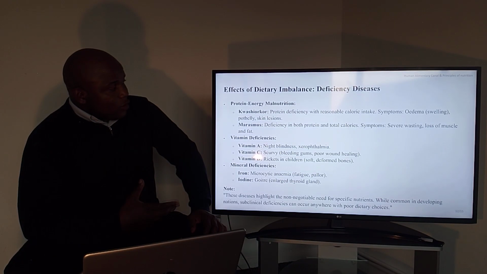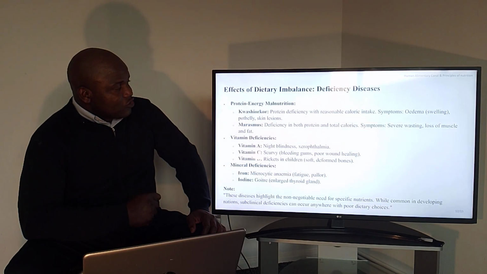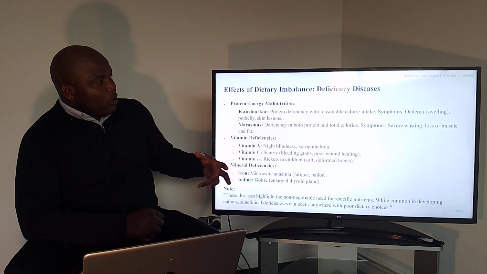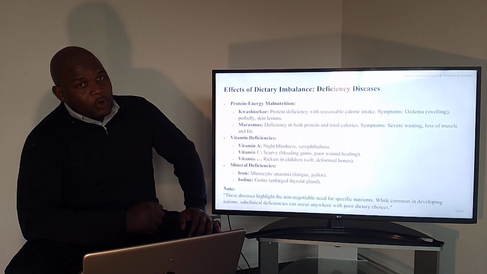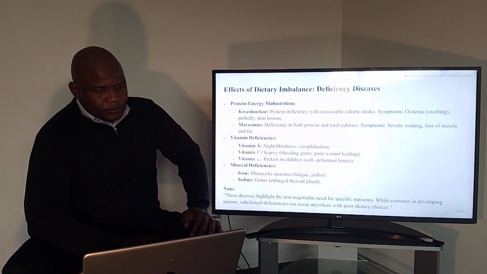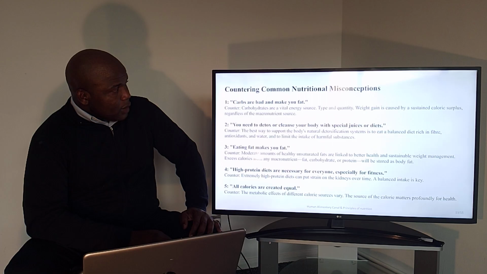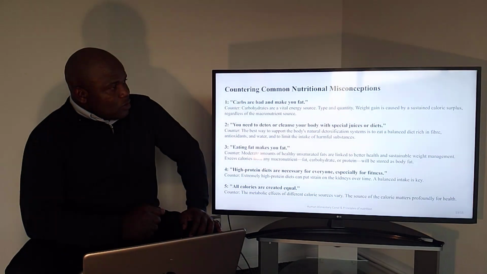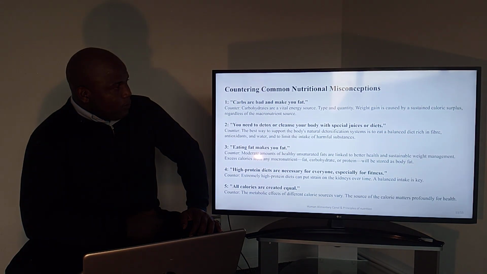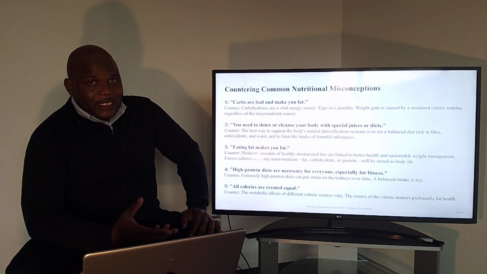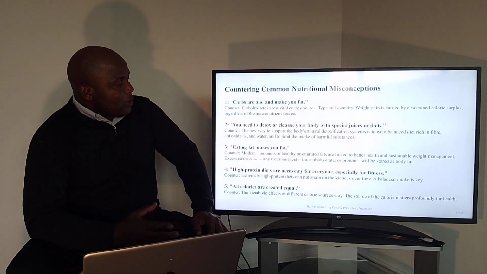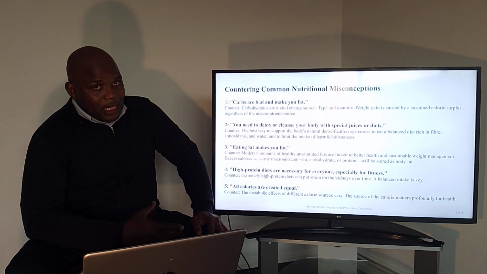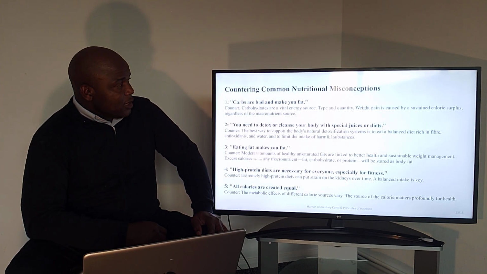These diseases might not be present in the developed countries, but in the developing countries, you tend to have them popping up in communities. Within the nutrients basket, as people try to balance their diets as they eat, we have over the years encountered common nutritional misconceptions that we would want to counter here.